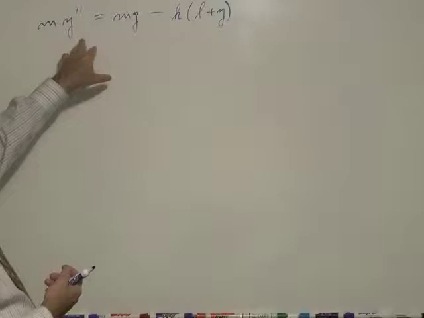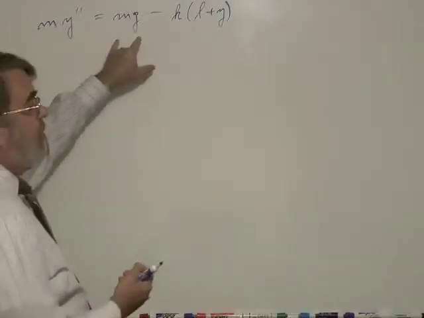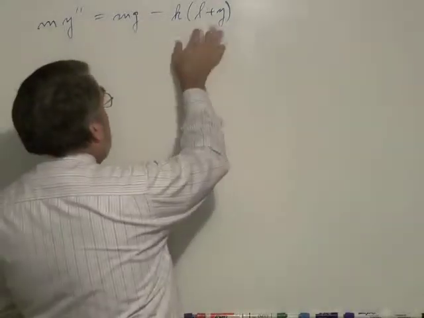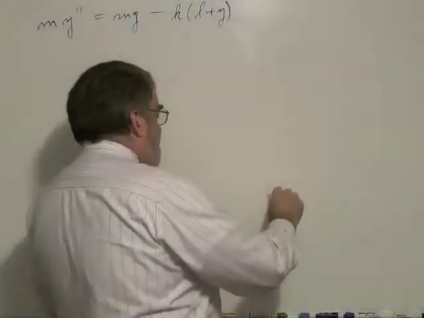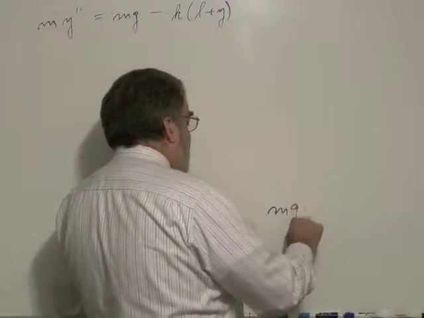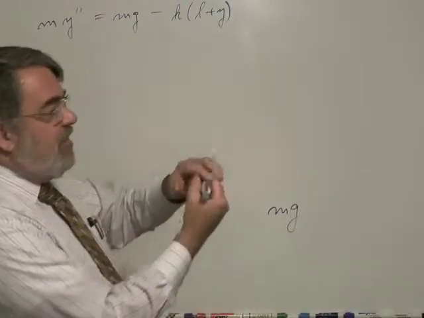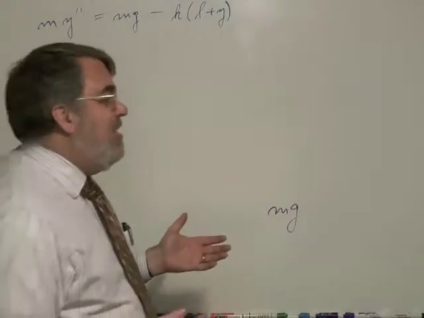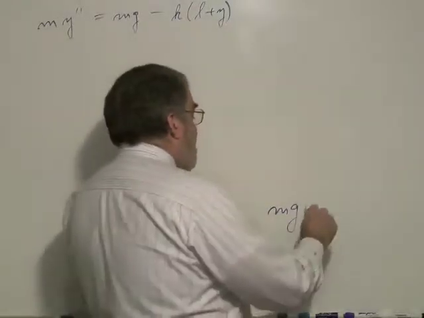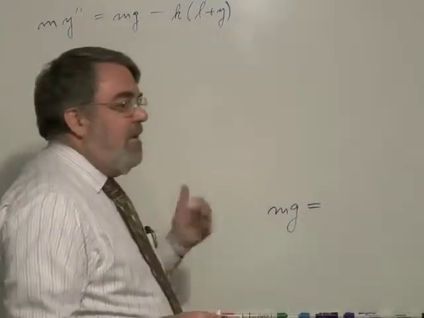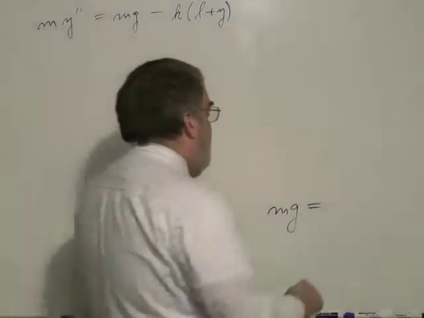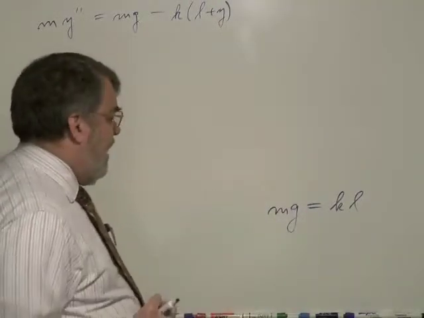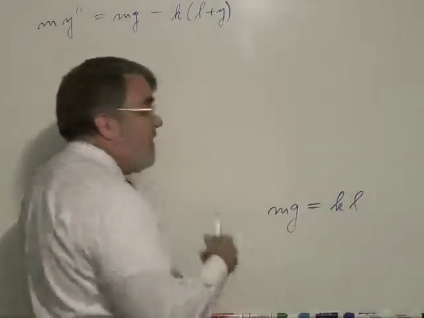Mass times acceleration is force, is the force being pulled down, that's mass times gravity, or weight, minus k times L plus y. Now, we had determined that according to Hooke's law, the force exerted on the spring stretches it a length that is proportional to the amount of force. And so, in other words, the length stretched by the weight is proportional to the length being stretched. Hooke's law. And k is the constant of proportionality.